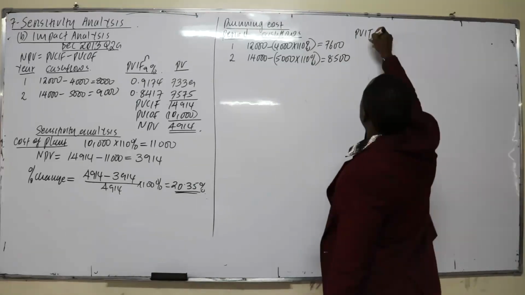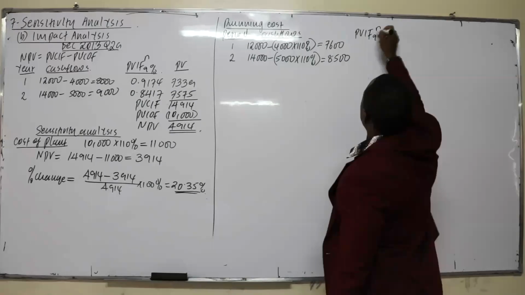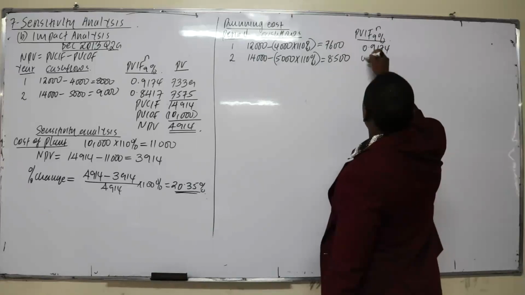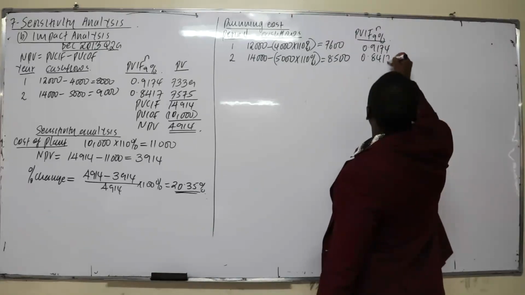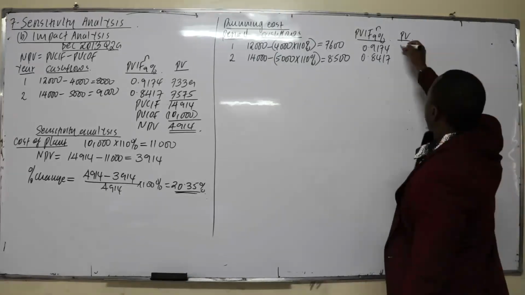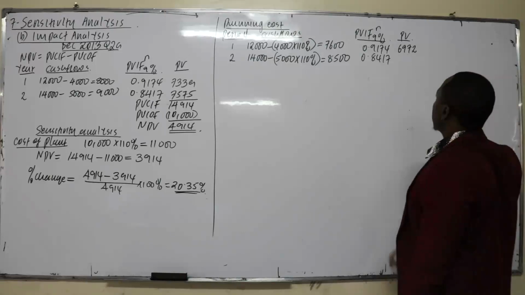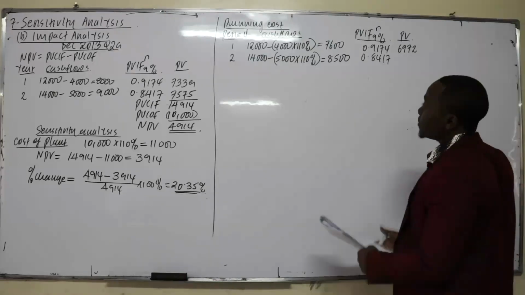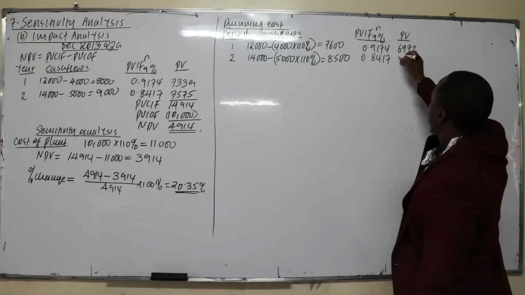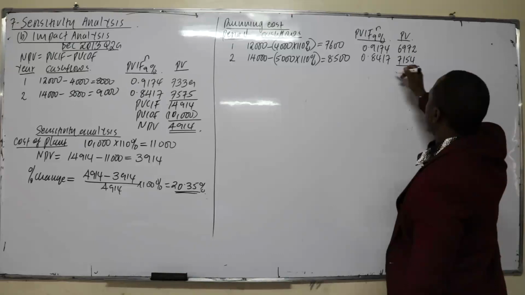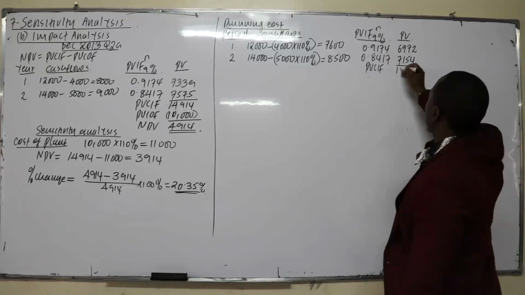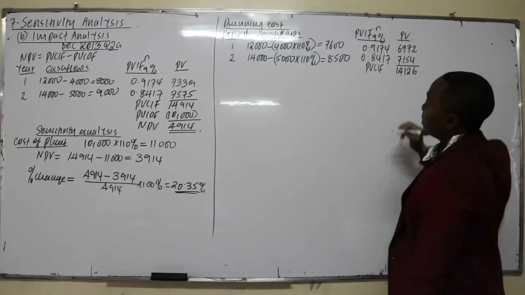Then we discount. Present value interest factor, 9% year N. So year 1, we have 0.9174, 0.8417. Now let's get the present value. 6,972. Sorry? 7,154. Now let's add the two to get the present value of cash inflow. You get 14,126.